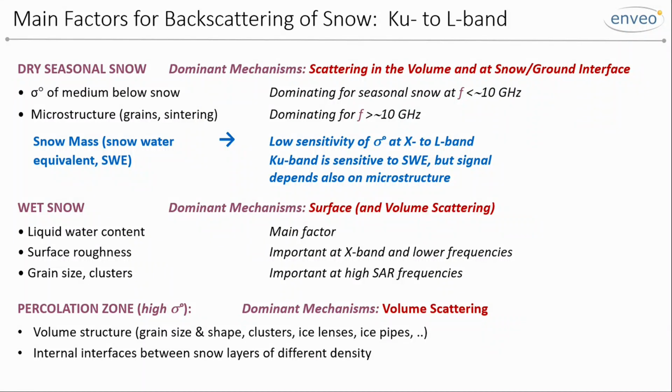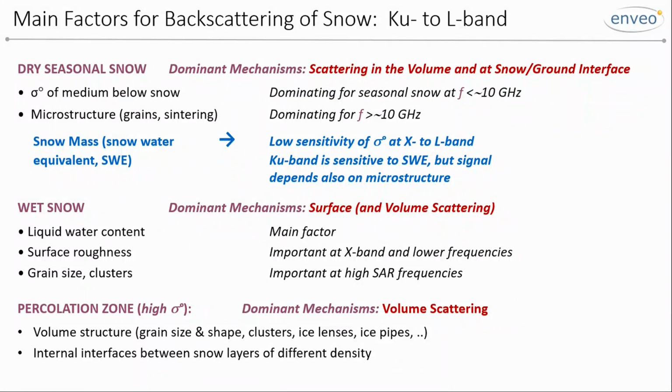Then for snow mass and snow water equivalent, SWE, what is, I would say, the holy grail in snow to measure, we have a low sensitivity of backscatter in the range from L band, C band, X band a little bit, but Ku band is quite sensitive to this.